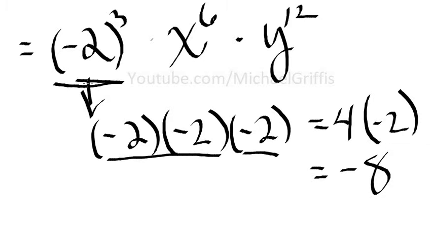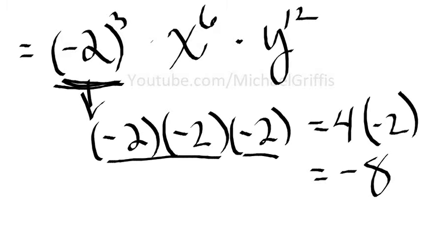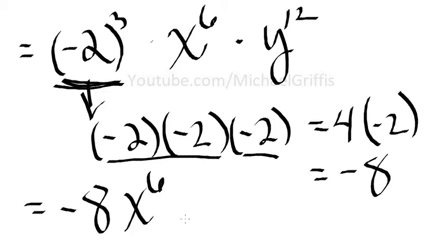Now, of course, we're just focusing on this here, right? So we could rewrite this as -8 times x to the 6th and y to the 12th. Okay?